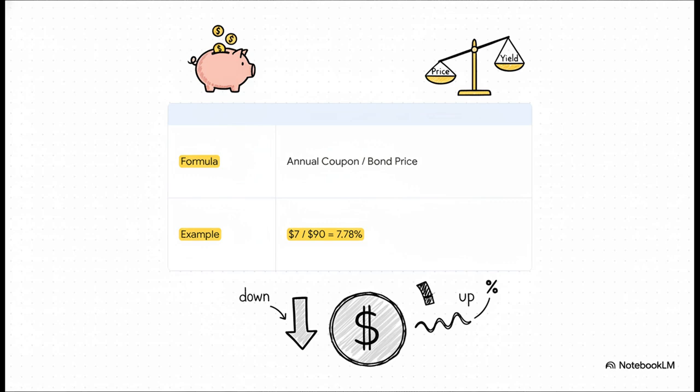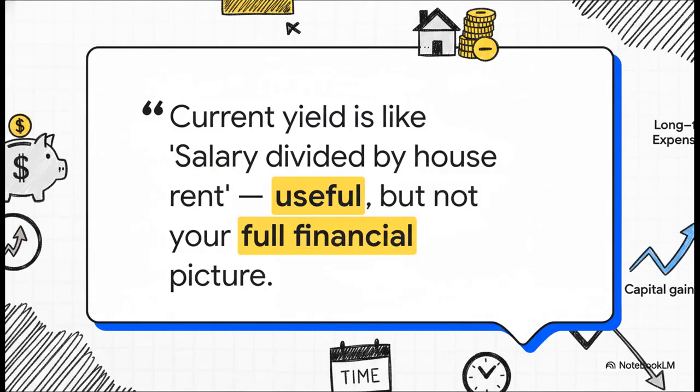So let's go back to our $100 bond that pays $7 a year. Let's say the market price for that bond drops, and you can buy it for just $90. Well, now your current yield is 7.78%. Did you catch that? The price went down, but the yield went up. This inverse relationship is literally the heartbeat of the bond market. It's everything. So current yield is better, for sure, but it's still not the whole picture.